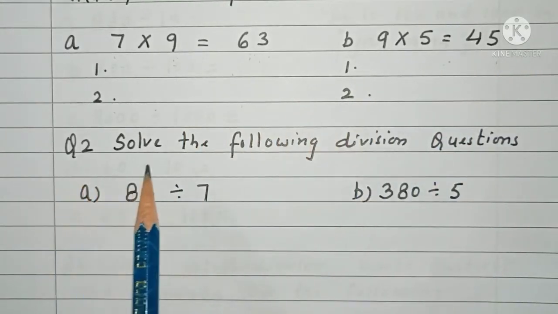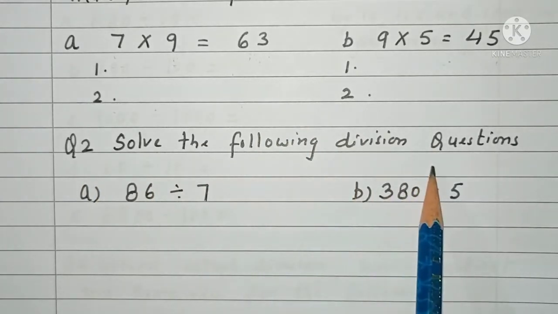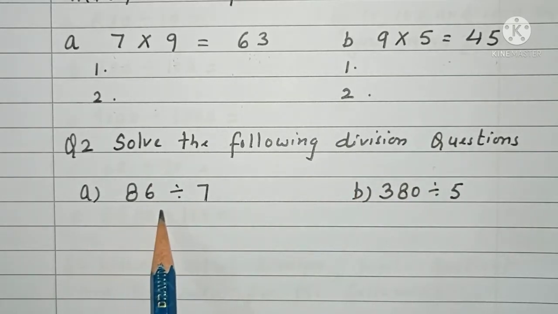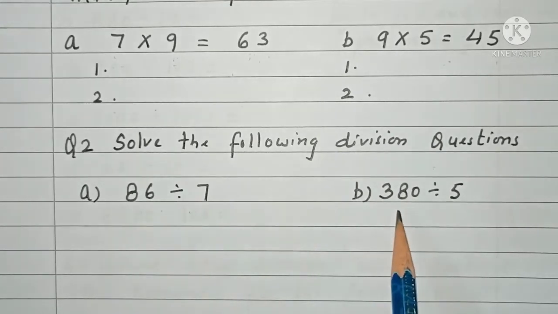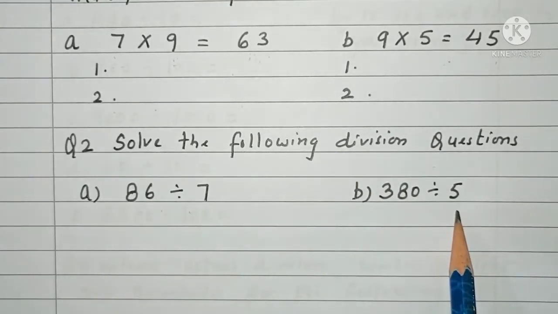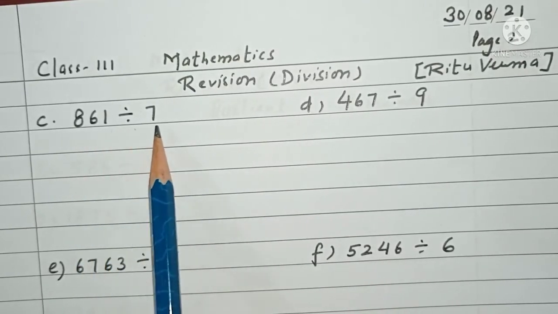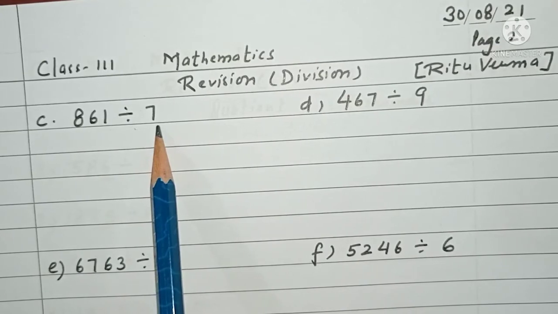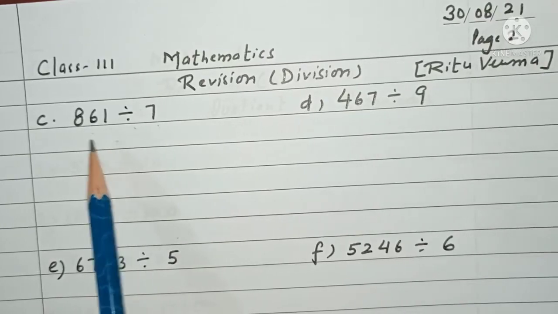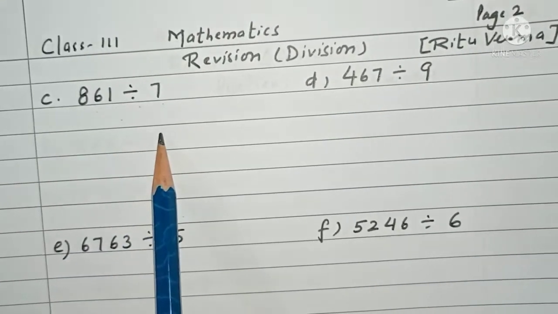In question number 2, you have to solve the following division questions which we have already studied and practiced. So in the A part, it is a two-digit number, that is 86 divided by 7. Then we have 380 divided by 5. So children, just think and divide and get the answer. C part is 861 divided by 7. So 861 is the dividend, 7 is the divisor. Put the dividend in the box, write the divisor and then divide accordingly.